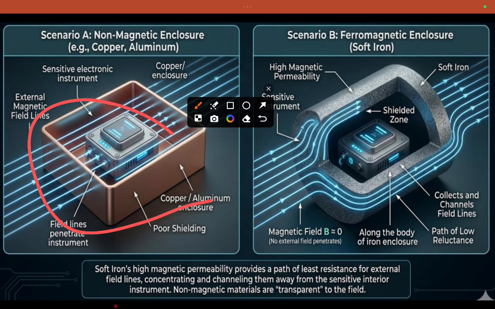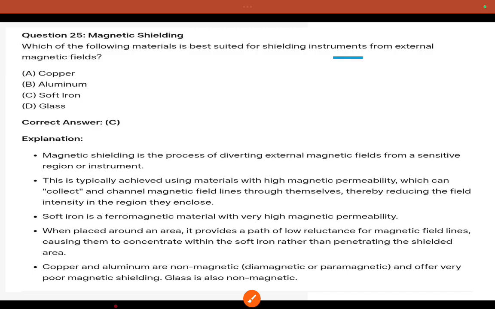But when you come to iron, there is a high magnetic permeability, so the shielding effect will be more. Soft iron, with high magnetic permeability, provides a path of least resistance for external lines, concentrating and channeling them away from the sensitive interior instrument. Non-magnetic material is transparent to the field. So here your answer is soft iron: the material best suited for shielding an instrument from an external magnetic field.